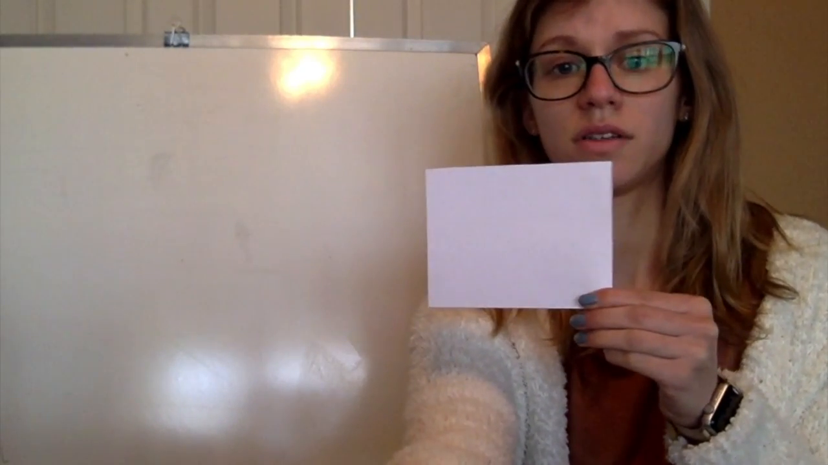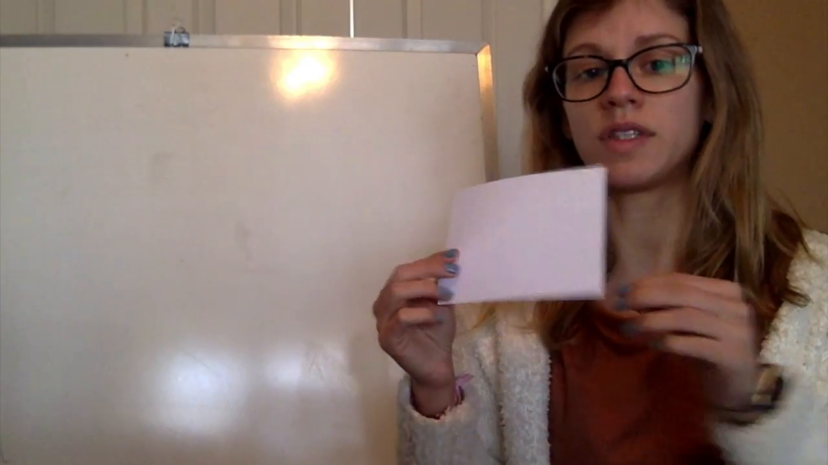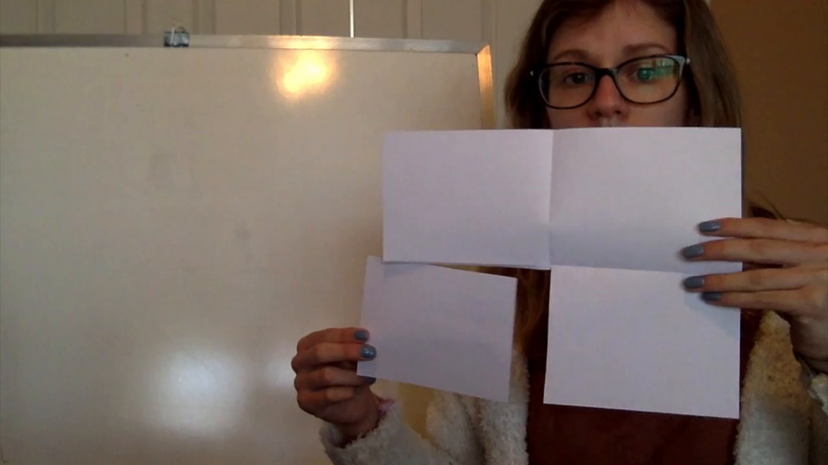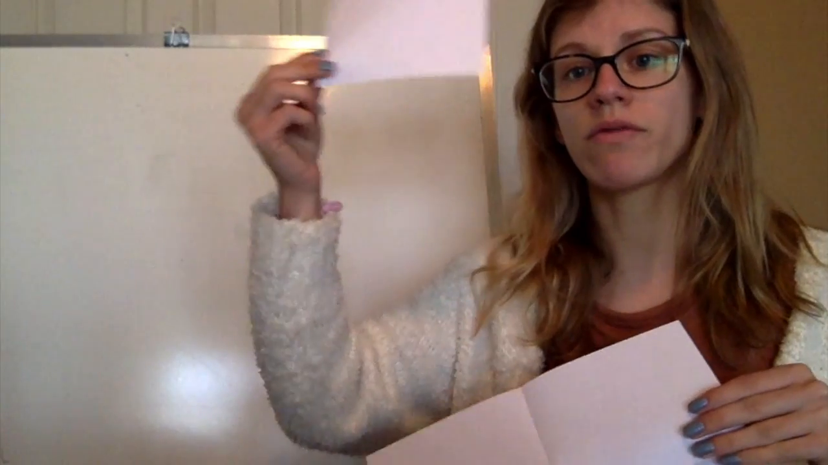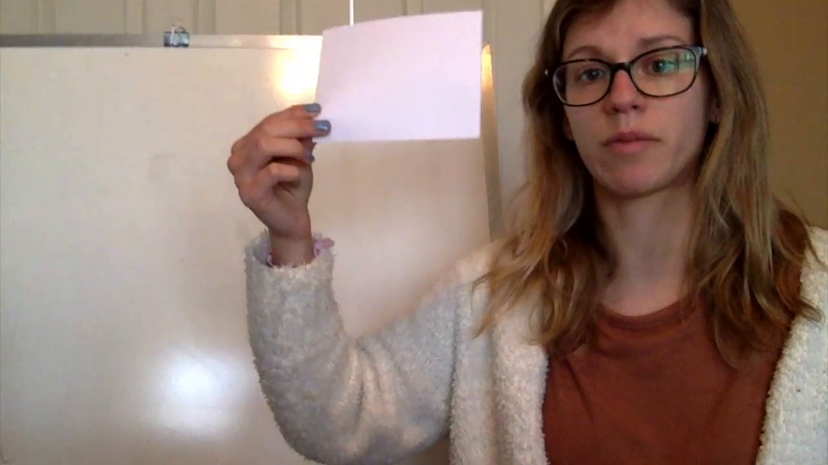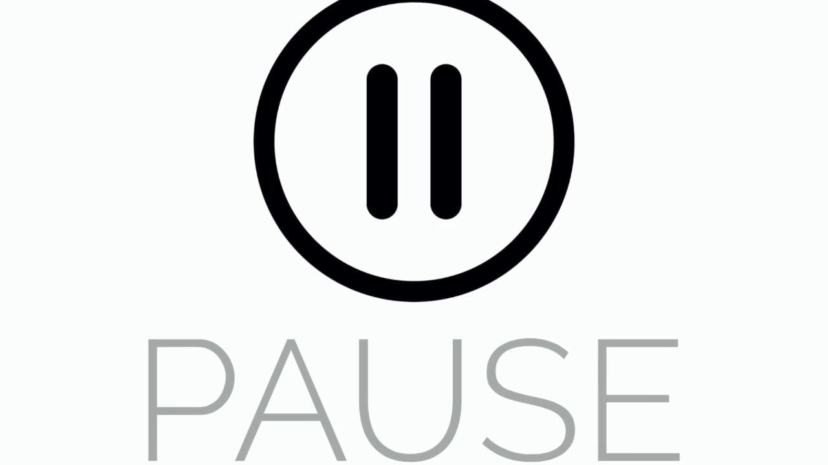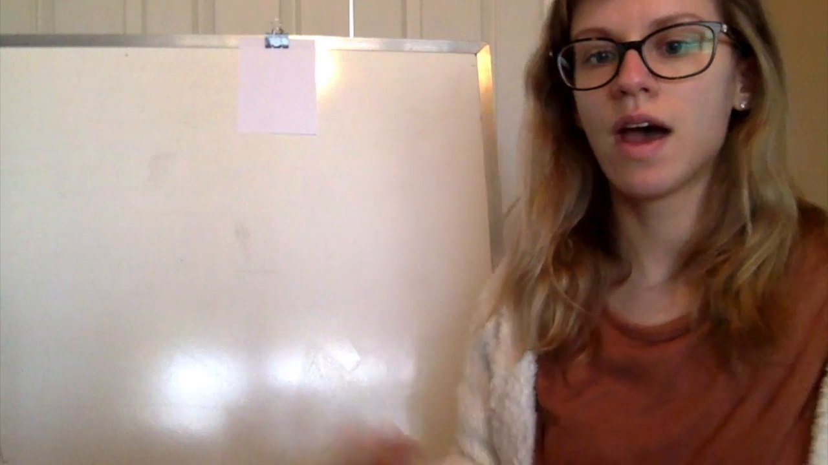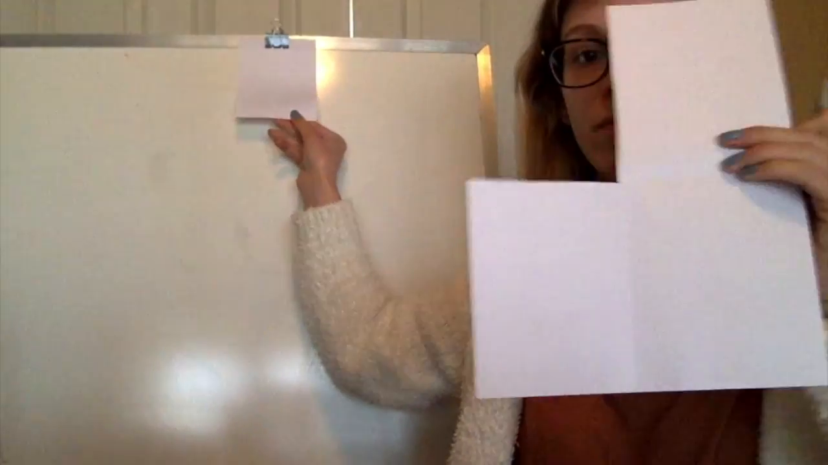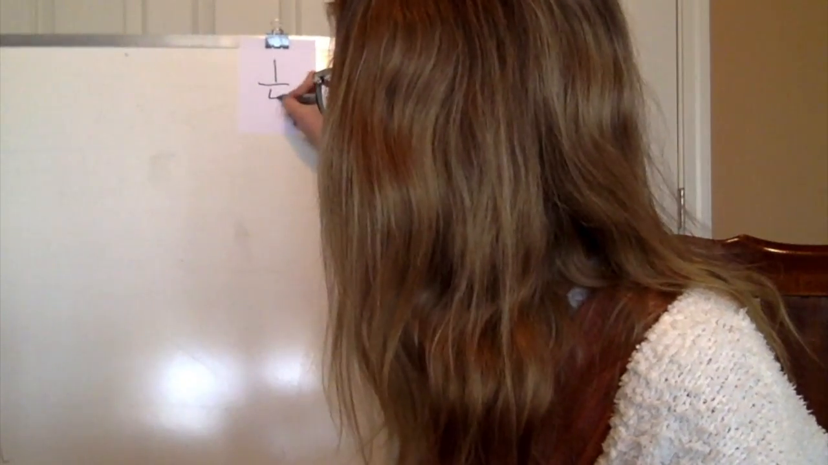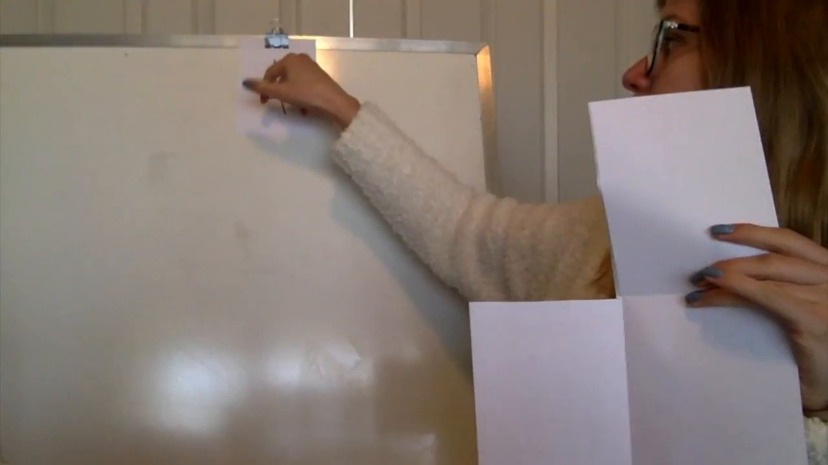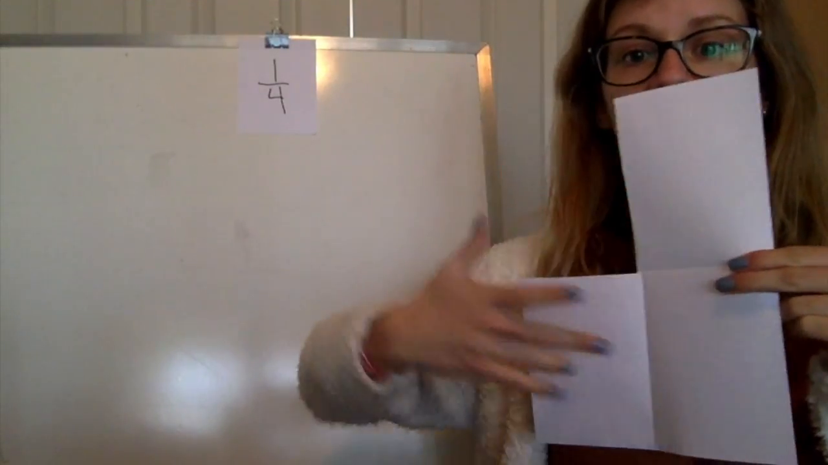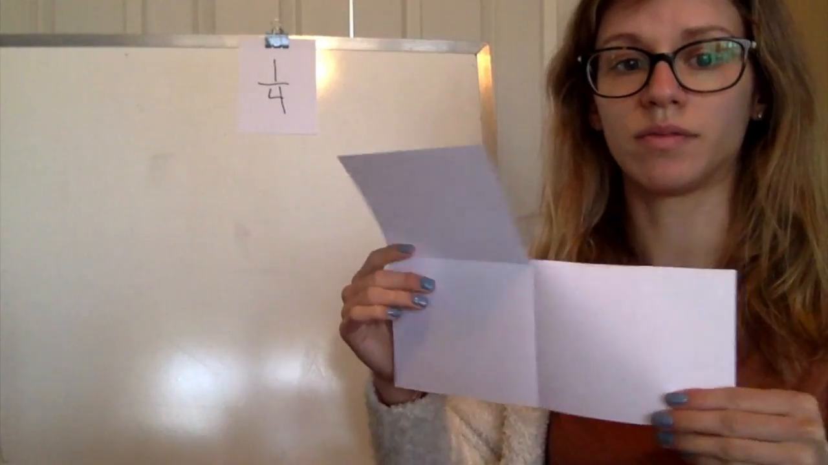So now that we understand that this is in fourths, what fraction of the whole piece did I just cut out of this piece of paper? Pause, I want you to think about what is my fraction of the whole of this piece of paper? I know that this piece of the paper is 1/4 of the whole. And I know that because it's one piece where my whole has 4 pieces all together.